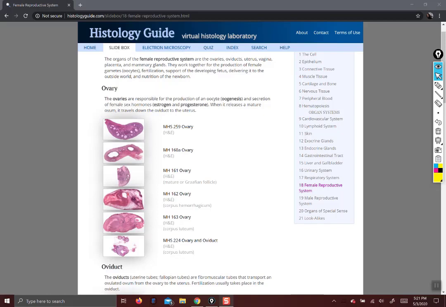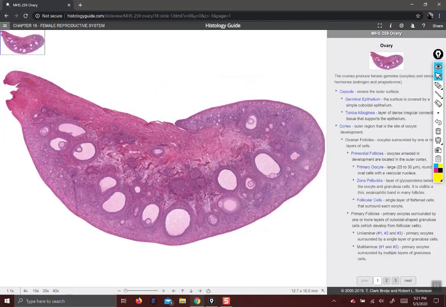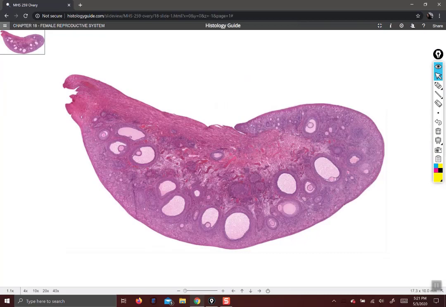Okay, away we go. So let's first look at the ovary. I'm going to pick this top one. The ovary is the site of oogenesis, and it has a lot going on, as you will see. So I'm going to first get rid of my sidebar here, just temporarily, to show you a couple things.